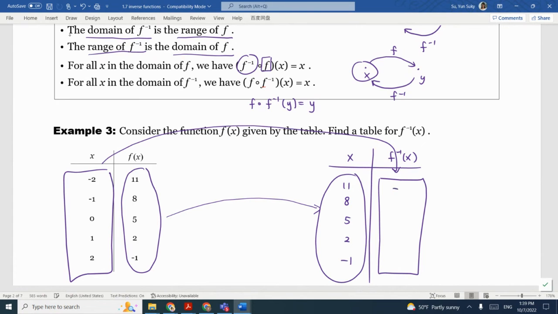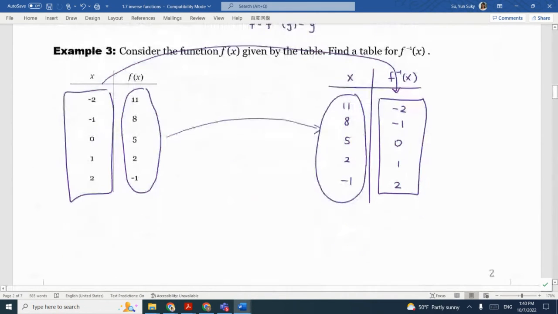Exactly. So negative 2, -1, 0, 1, 2. Okay? So our f maps -2 to 11, then our f inverse maps the 11 to -2. Is that okay, everybody? So inverse function, switch the x and y. Okay? All right. Let's keep going.